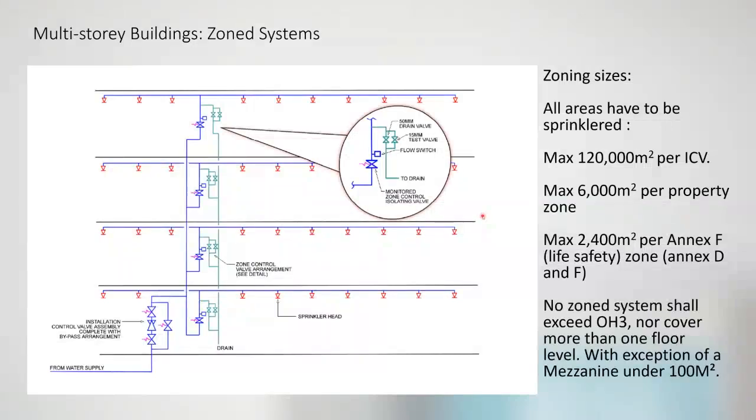So, no zone system shall exceed ordinary hazard group 3, nor cover more than one floor level, except under a mezzanine of 100 square metres. Worth noting, you can't actually zone car parks. Car parks have to be sitting on their own installation, usually dry systems.